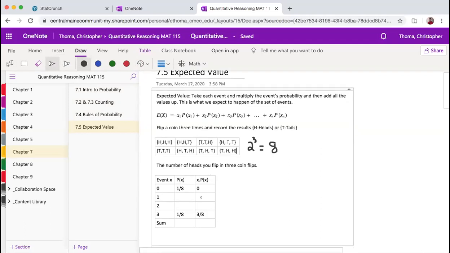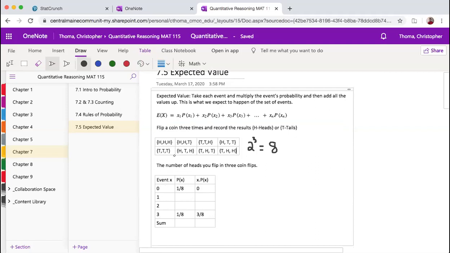So I like to create it in a nice table here to find expected value. My event X is how many times I flipped heads. So in 3 flips, I can either get 0 heads, 1 head, 2 heads, or 3 heads, right? The probability I get 0 heads, which means I get all tails, there's 1 of those out of the 8 boxes. So there's 1 out of 8, right? And 0 times anything is 0.